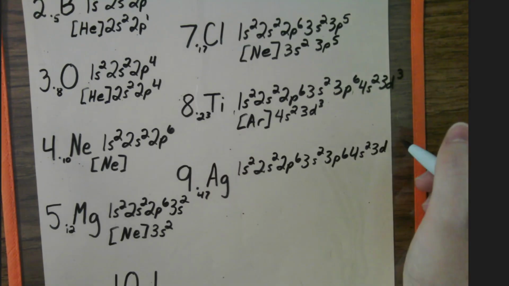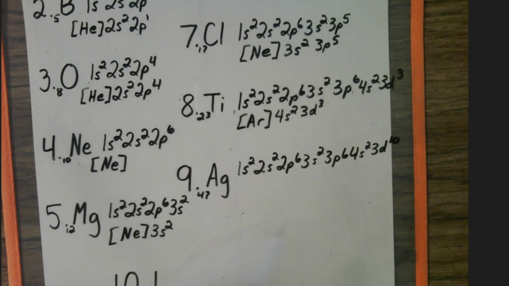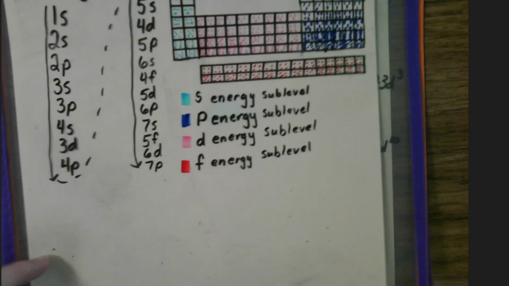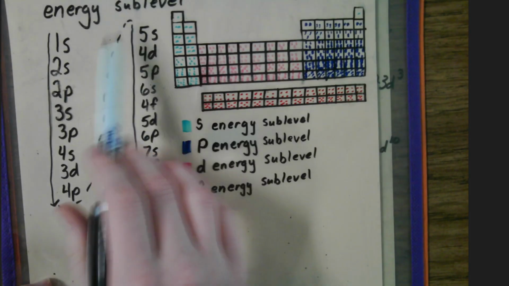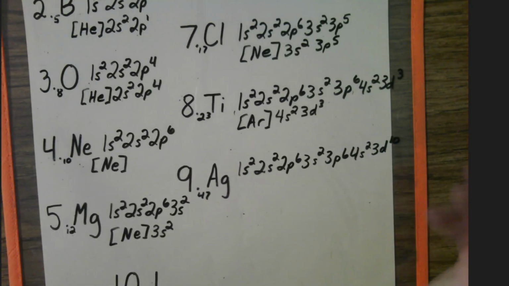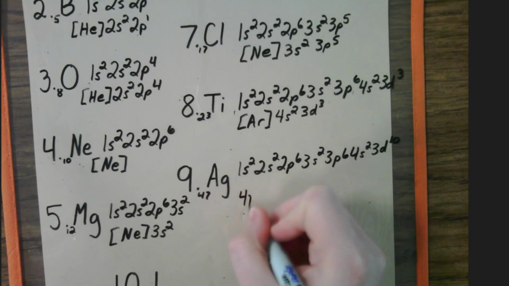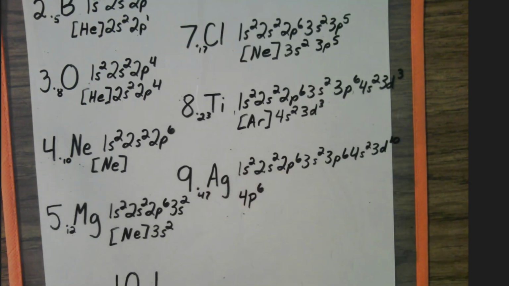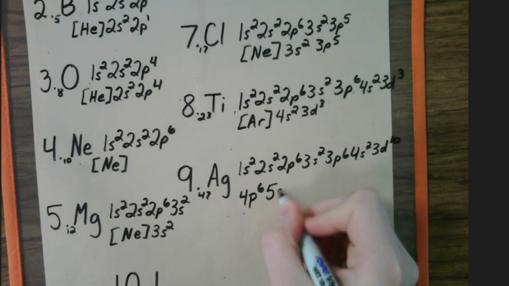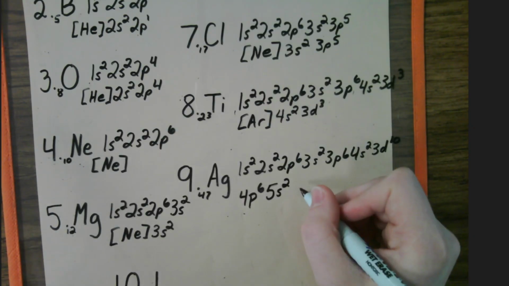3d, and the d sublevel can hold up to 10. Then after 3d, we're going to look here. 3d, it goes to 4p. And then back over here to 5s and 4d. So after 3d10, I'm going to bring it down here just because I lost room. 4p. We're going to need to fill that completely up. Then 5s, fill that one up too. Then we're going to need to go to 4d.